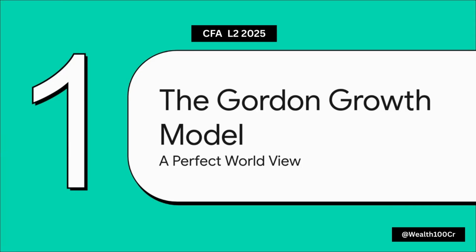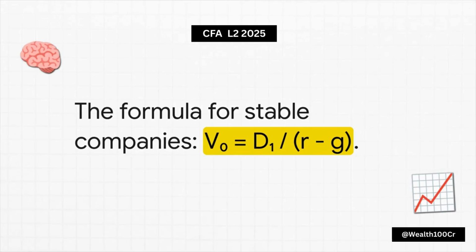Well, we're going to begin with the simplest case imaginable, which I like to call valuation in a perfect world. And that brings us to the Gordon growth model. And there it is, the famous formula. You definitely saw this back on Level 1. But here in Level 2, it's not just about memorizing it, it's about mastering when to use it and, more importantly, when not to. This is our go-to tool, but only for very specific companies, stable, mature ones that are going to grow their dividends at one steady rate, pretty much forever.